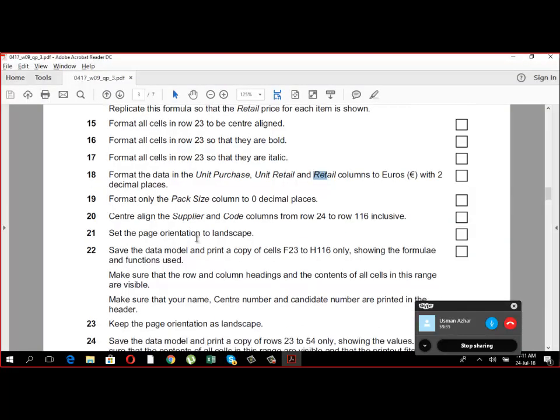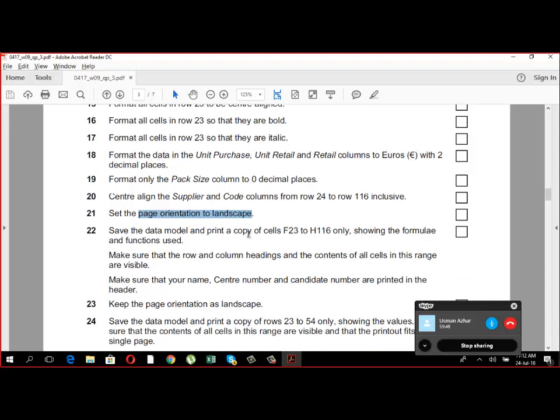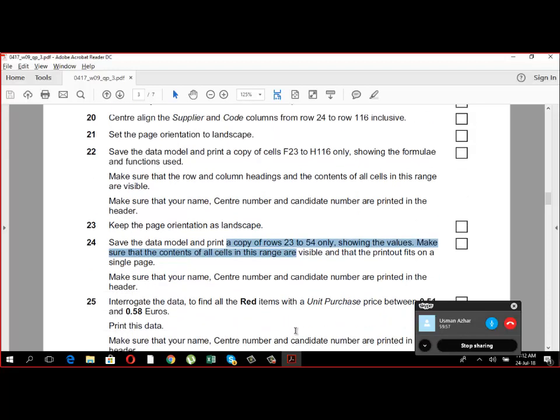Format only the pack size to zero decimal places. Center line supplier and this. Set the orientation to landscape. Save the data model. Print a copy of these formulas, set it to landscape, and print out the values. Interrogate the data.